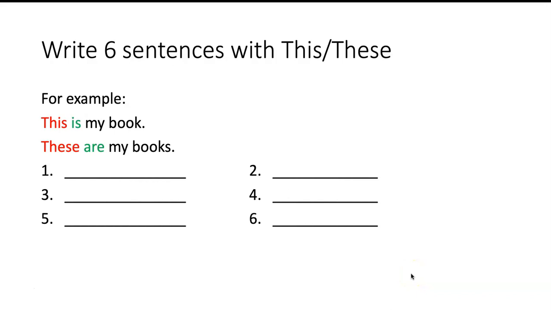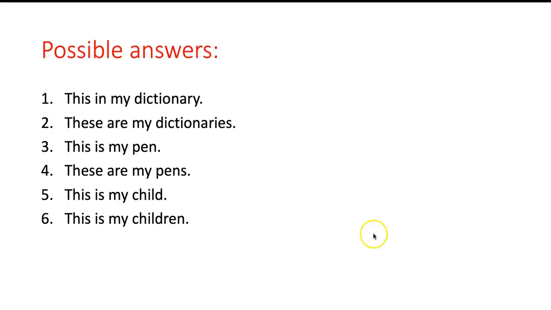Okay, so now we are going to review here maybe your possible answers, okay? You should have different, okay? So these are possible answers, okay? Only possibles, okay? So this, oh, sorry, I have a mistake here. This is my dictionary. Here you have to write is. This is my dictionary. These are my dictionaries. This is my pen. These are my pens. This is my child. This is my children.